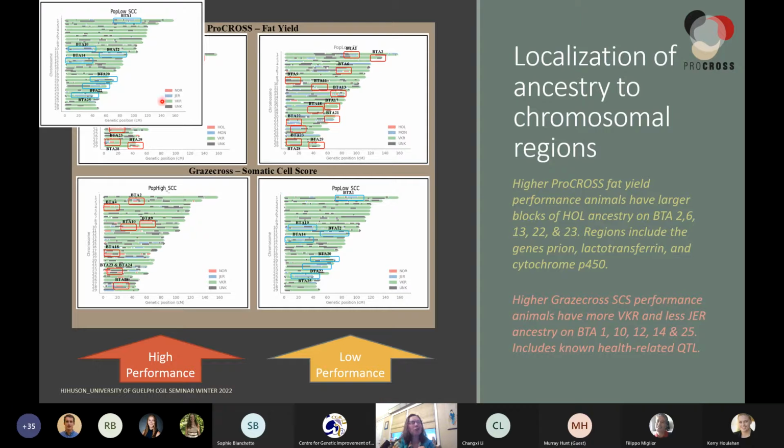What this one is showing is that even though we have an extra slide here, this is kind of where we are now. So this is extremely preliminary. And what we're doing is we're localizing ancestry across all the chromosomes.